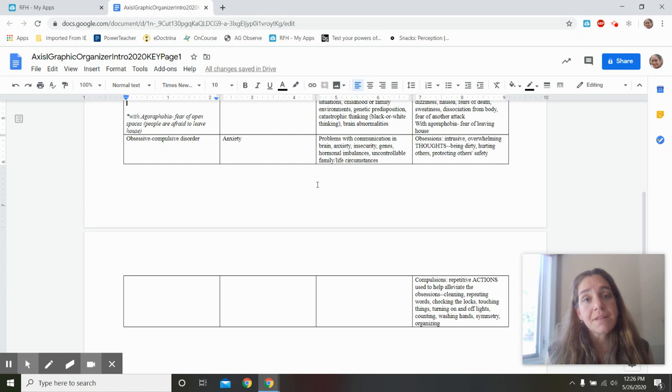Now, these obsessions just kind of put the person into a hyperdrive state of anxiety. Because of that, the person is going to feel like they need to do something to quiet or alleviate or mitigate that anxiety. So what do they do? They do actions. We call those compulsions. Compulsions are repetitive actions that are used to help alleviate the obsession. Common compulsions in OCD would be things like cleaning, repeating words, checking the locks, touching things, turning on and off the lights, washing your hands, counting, symmetry, and organizing. It is important to understand obsessions are thoughts, compulsions are actions.